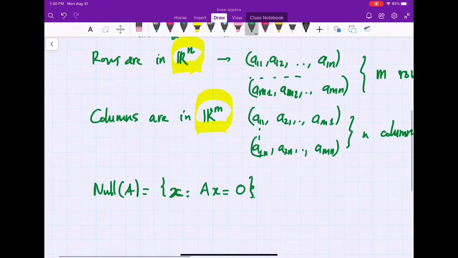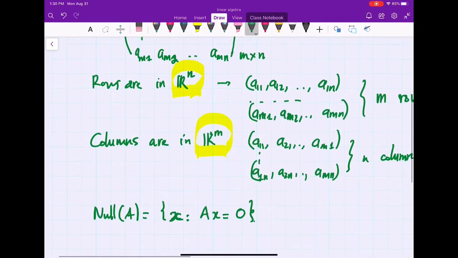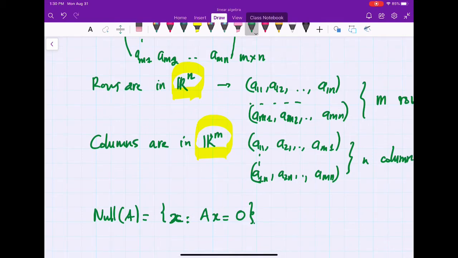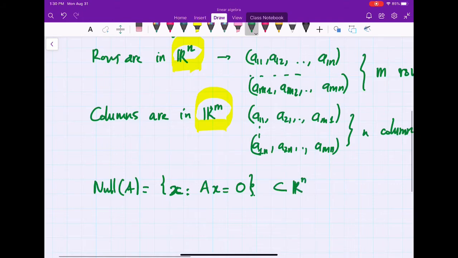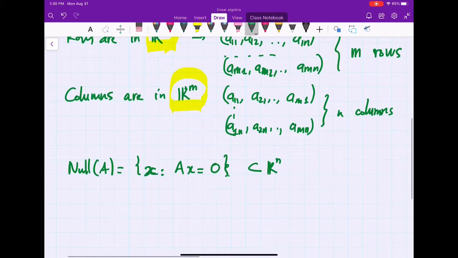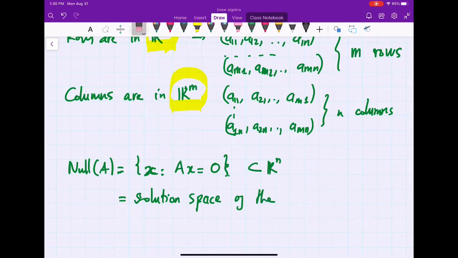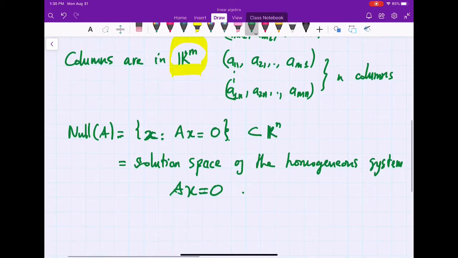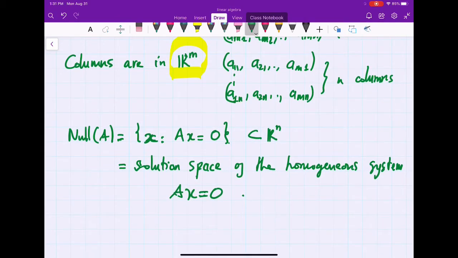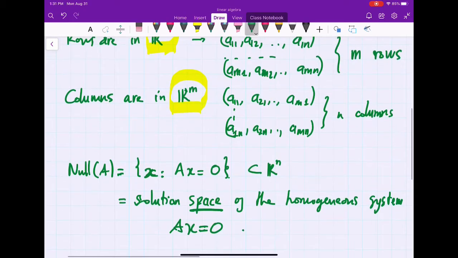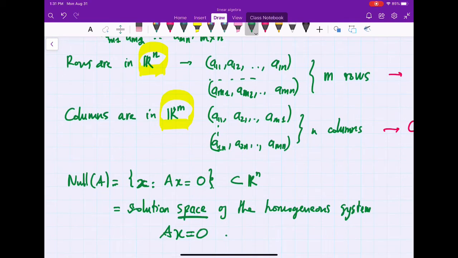From the definition, you would think that actually they are in Rn, right? Not only that, this is the solution set, or the solution subspace, the solution space of the homogeneous system Ax equals 0. And we know that the solution set of the homogeneous system Ax equals 0 is a subspace. So these are three important spaces associated to a matrix.